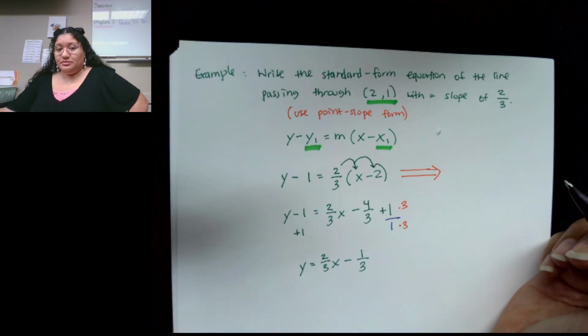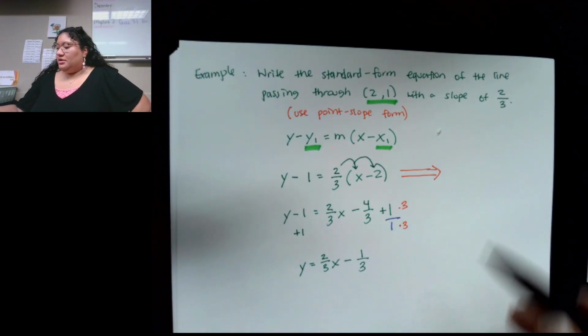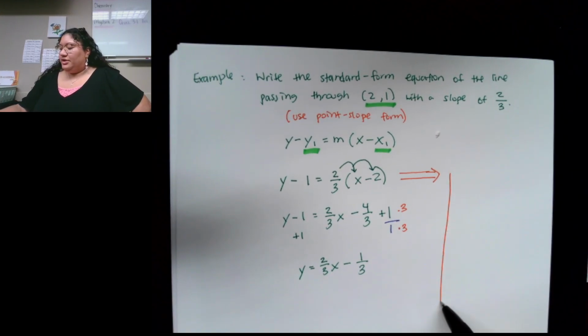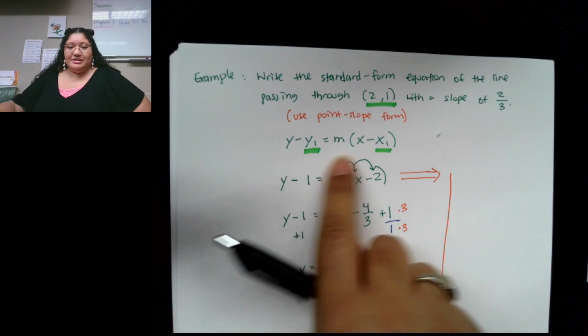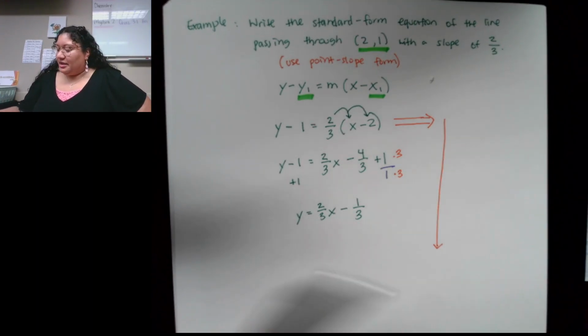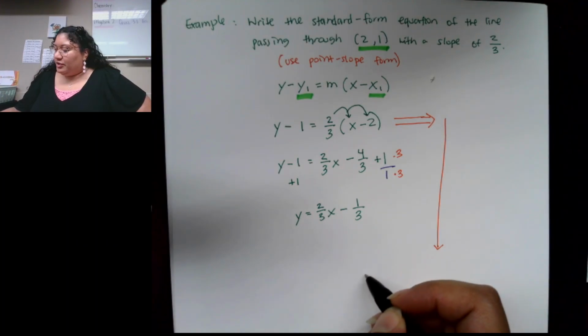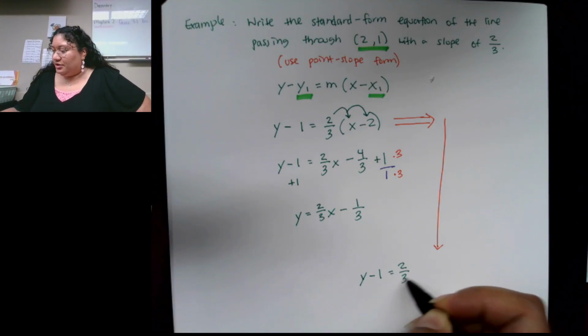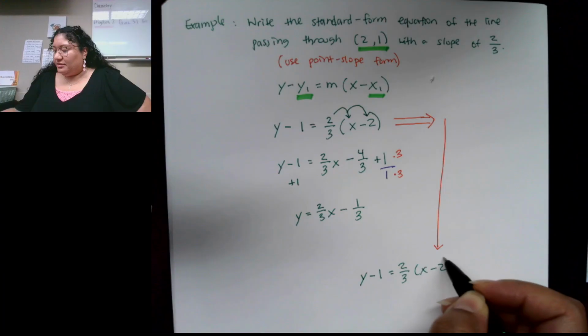Different route. And let's take this over again down here, because I know that if you guys see that, you might get confused. So we were left at y minus 1 equals 2/3 x minus 4/3.